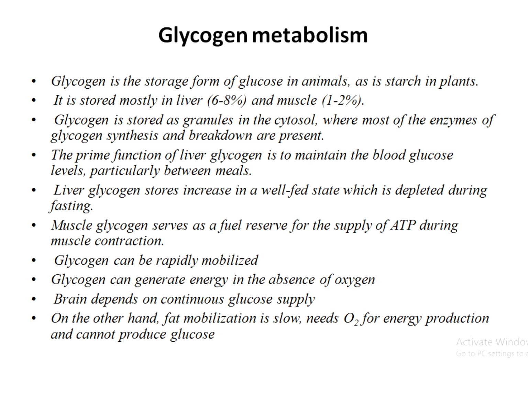The primary function of liver glycogen is maintaining blood glucose levels. Liver glycogen stores increase in the fed stage and are depleted during the fasting stage. So only in the fasting stage do we require glycogen; at that time the glycogen is converted into glucose. Muscle glycogen is a very important fuel for the supply of ATP during muscle contraction. Glycogen can be rapidly mobilized, and can generate energy in the absence of oxygen also. The brain depends upon a continuous glucose supply during the fasting state. Glycogen helps a lot.